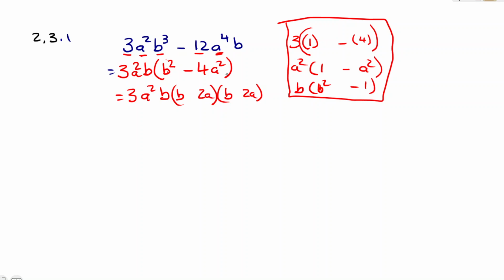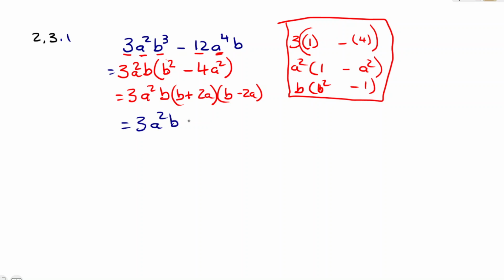2a times 2a will give me a 4a. But the sign is negative, so the first one must be positive, the other one must be negative. So the final answer I can see is 3a squared times b, bracket b plus 2a, bracket times b minus 2a.